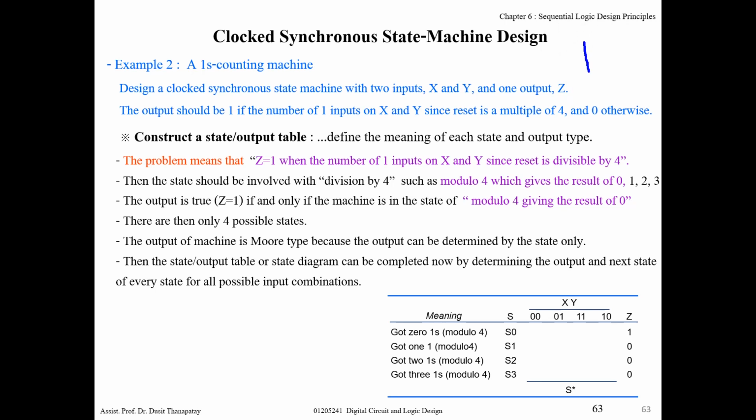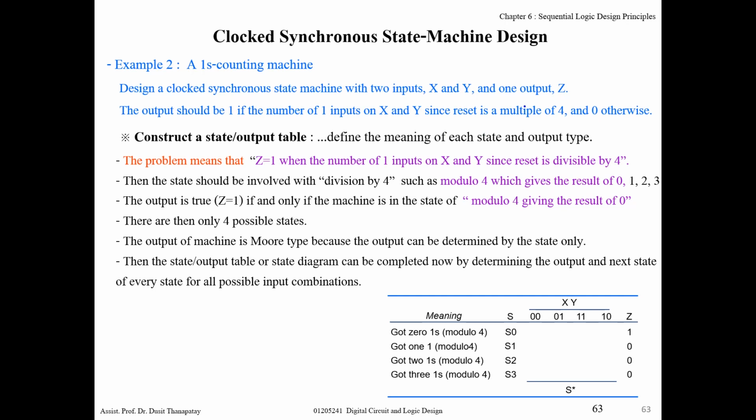There are two inputs X and Y and one output Z. The output Z should be 1 if the number of 1 inputs on X and Y since reset is a multiple of 4, and 0 otherwise. At first you should make sure you understand the problem.